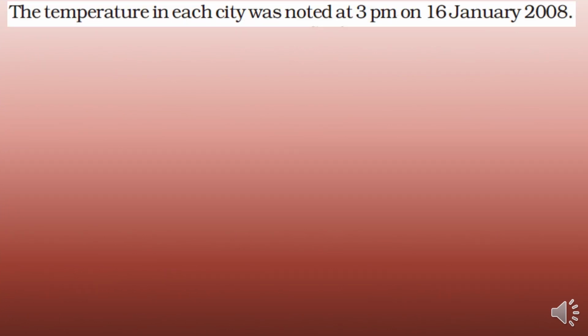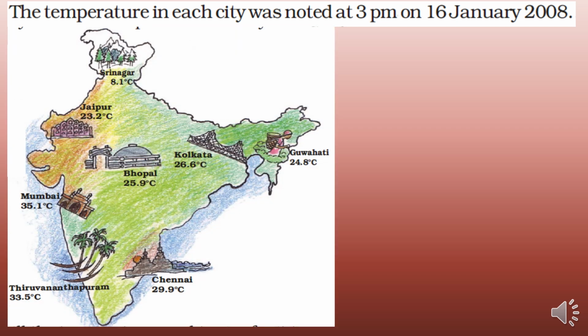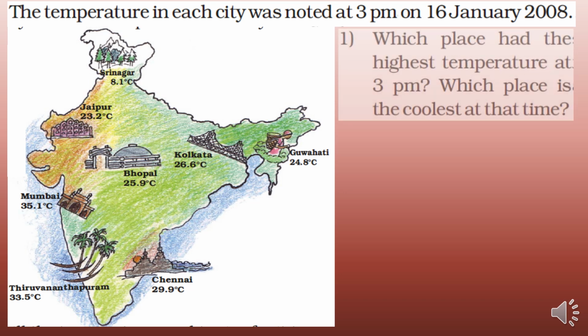So the temperature in each city was noted at 3 p.m. on 16th January 2008. Right? So here on the map you can see the temperature of different cities. Now look at question number 1. Which place had the highest temperature at 3 p.m. and which place is the coolest at that time?